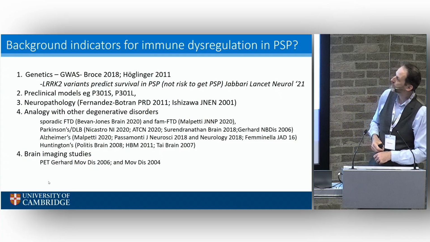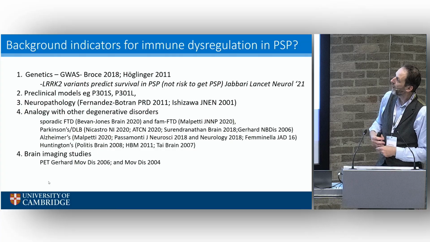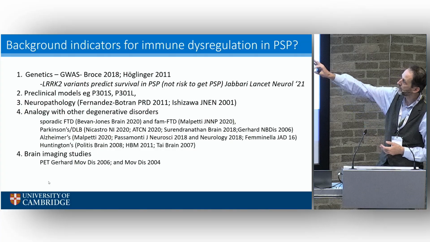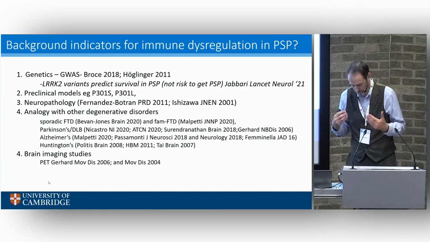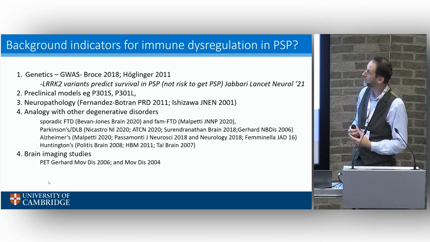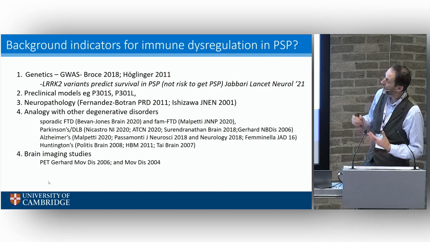There's lots of background information from the genetic studies and preclinical models. The P301 mutations, of which there are equivalents in humans, have a lot of inflammation in that tauopathy. Then there are the direct neuropathology observations, and we'll see a little bit of that later.